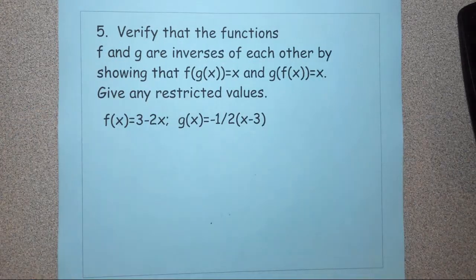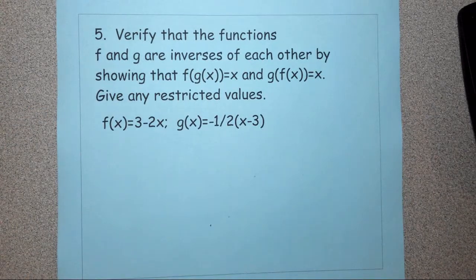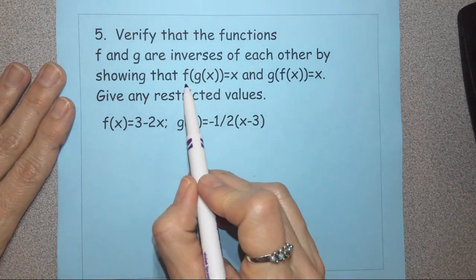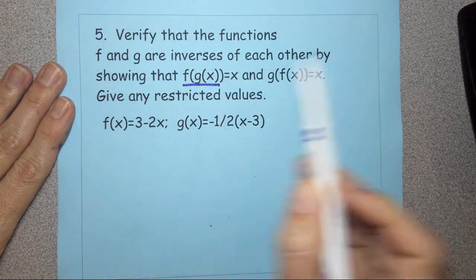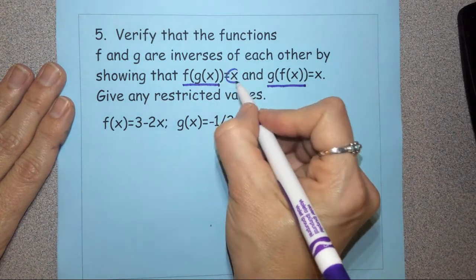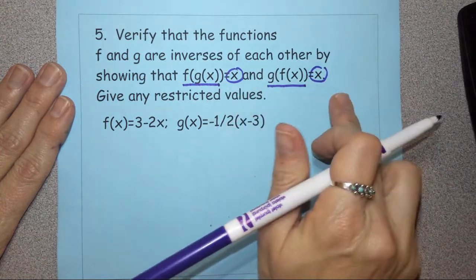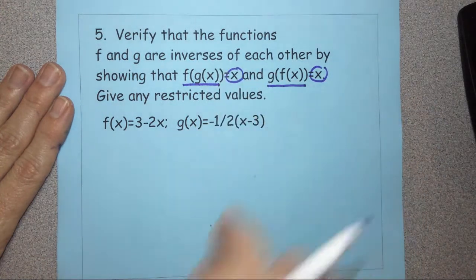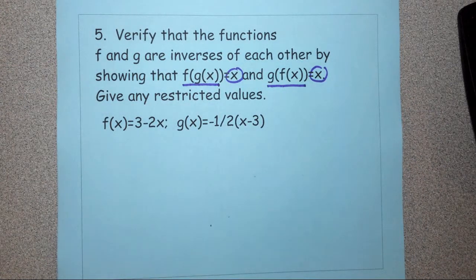Number 5 is going to use what we learned yesterday. Another way to decide if two equations are inverses of each other, if you don't have a graph, is to do the composites of your functions that we learned yesterday. So if I take f of g of x and I also do g of f of x, and they both give me x, you have to do both. If they both give you x, then they're said to be inverses of each other.